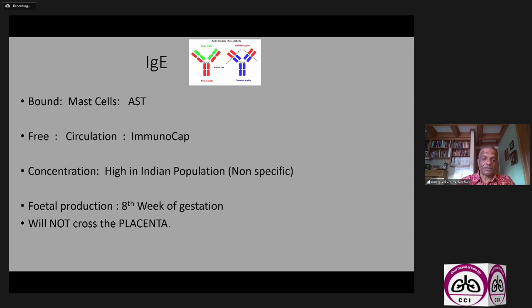Now, the Indian population, because of non-specific stimulants, normally has a high IgE. So when you have a high IgE, many times it gives false positive ImmunoCAP. So you have to be very, very careful when you read ImmunoCAP results in an Indian population, especially for foods. There are a lot of false positive reactions. Now, another important thing is the fetus is capable of producing IgE from the 8th week of gestation itself. And IgE being of high molecular weight, 180,000, it cannot cross the placenta. So sometimes cord blood is used as a screening for allergies.